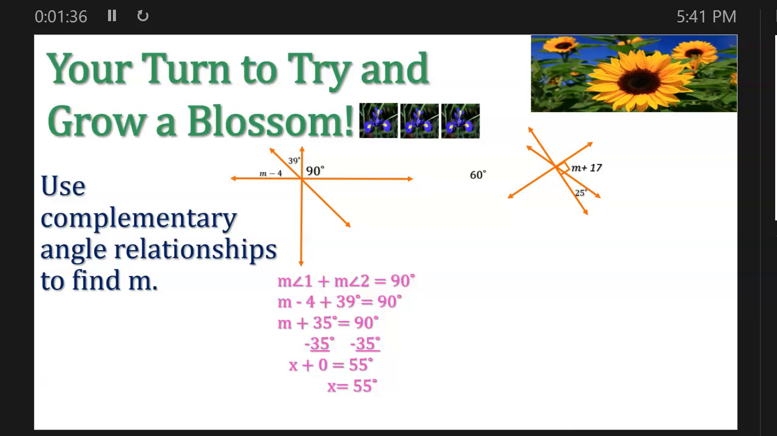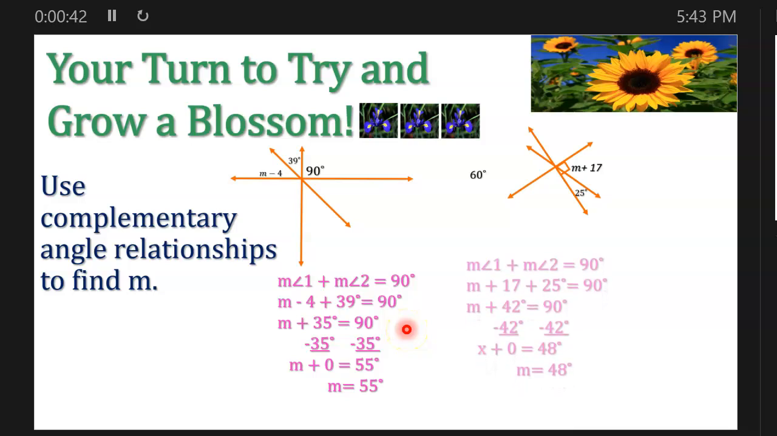Hang on, there's an error. Alrighty, so it's M equals 55. I'm not sure why I changed that variable to X, but for some reason I did. And notice here that they didn't ask you to find the measure of this whole angle, M minus 4. They only asked you to find M. So you can stop here. Normally if they're asking you for the whole angle, you would take that 55 and subtract 4 from it. But they're only asking you to find M this time.